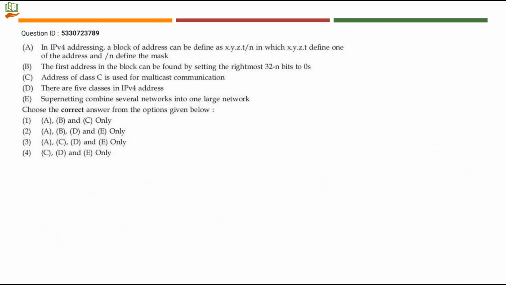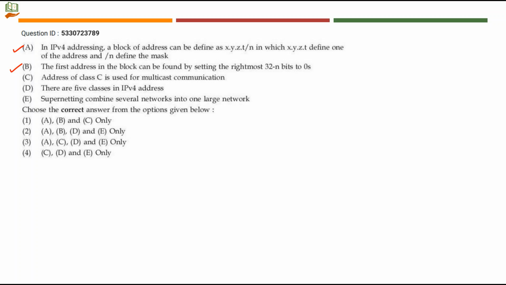Next question, they have given you 5 statements and they have asked to choose the correct answer from the options given below. So we will check the statements. In IPv4 addressing, a block of addresses can be defined as x.y.z.t/n, in which x.y.z.t defines one of the addresses and /n defines the mask. It is perfectly right. The first address in the block can be found by setting the rightmost 32-n bits to 0. This is also right.